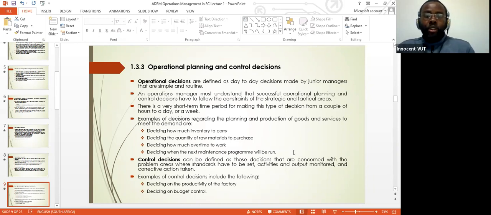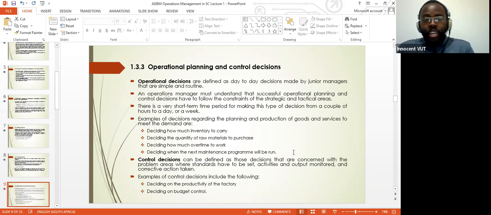We said tactical decisions are less complex, then strategic decisions are complex. Tactical, they are less complex. And then operational decisions are simple, and they are made by junior managers. Strategic, senior managers or top level managers, and then tactical, middle level managers. Operational and control decisions are made by junior managers.